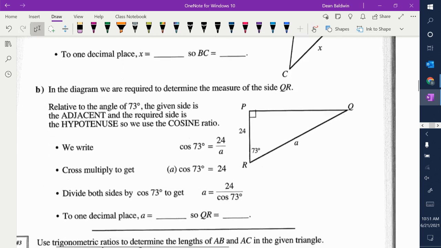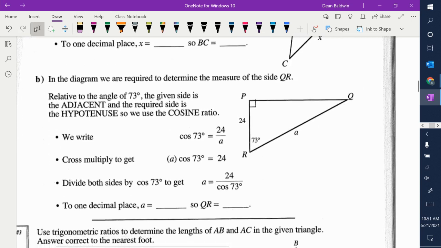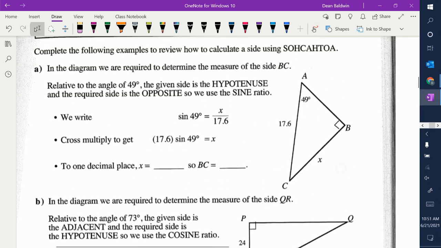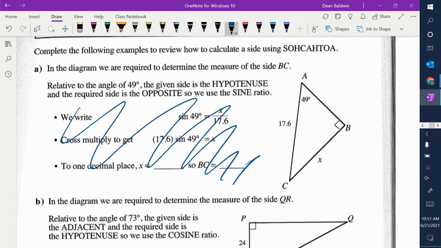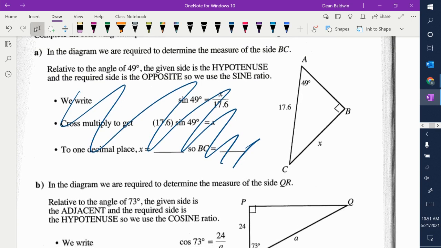Calculating the sides. We'll do both of these. Hate how they do this. Okay, so they drew the triangle slightly differently, just to mess you up. Right angle is still there. This is the angle we're given. We're trying to find x. What's the first step?